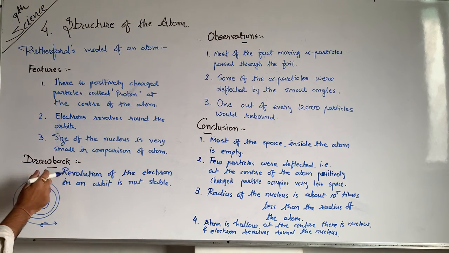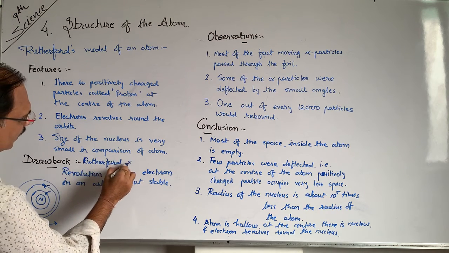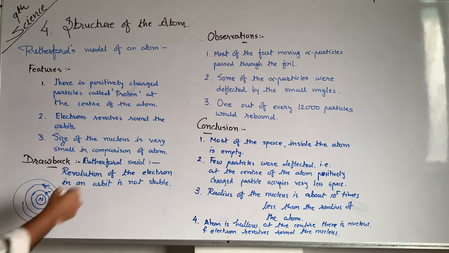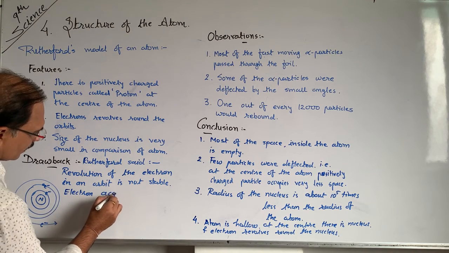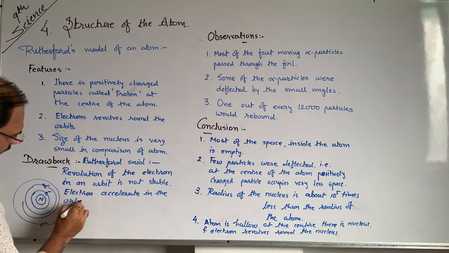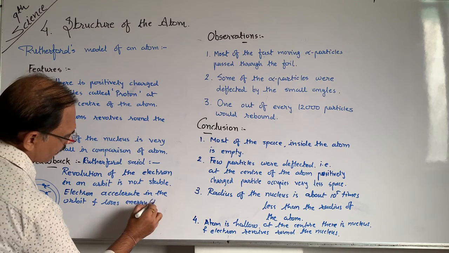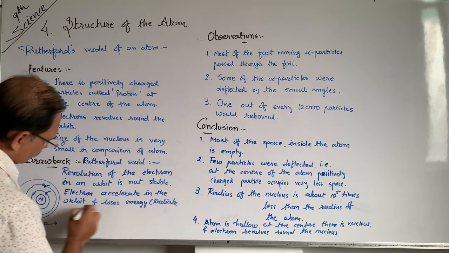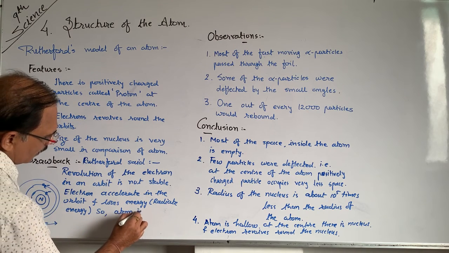So the drawback is this: Rutherford said that the revolution of the electron in an orbit is not stable, and the electron accelerates in the orbit and loses energy, that is, it radiates energy. And so the atom is not stable.